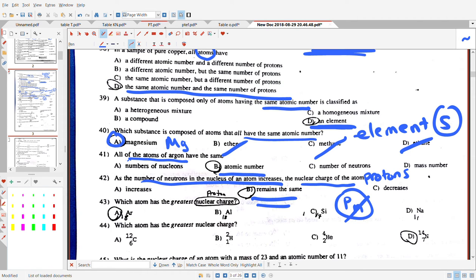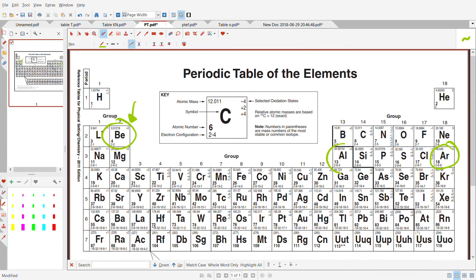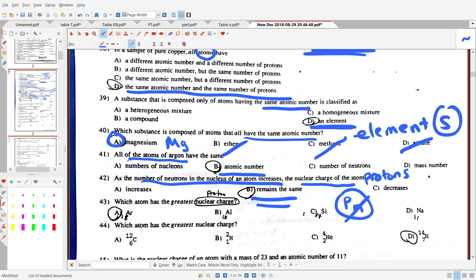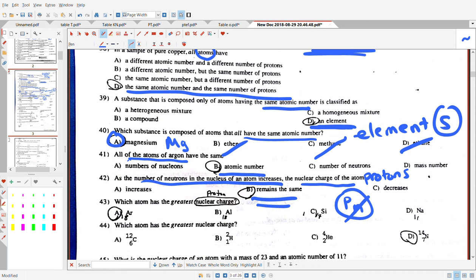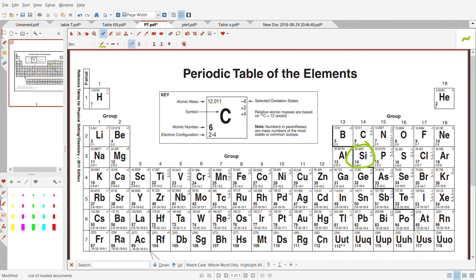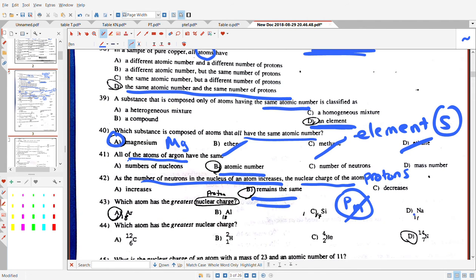Aluminum, on the periodic table, has an atomic number of 13. And then we have silicon. Silicon has an atomic number of 14, and that's what the nuclear charge is. And then sodium, Na, is right over here. That's atomic number 11. So they're all written in already for us. But who has the greatest? We want the largest number, and the answer is argon.